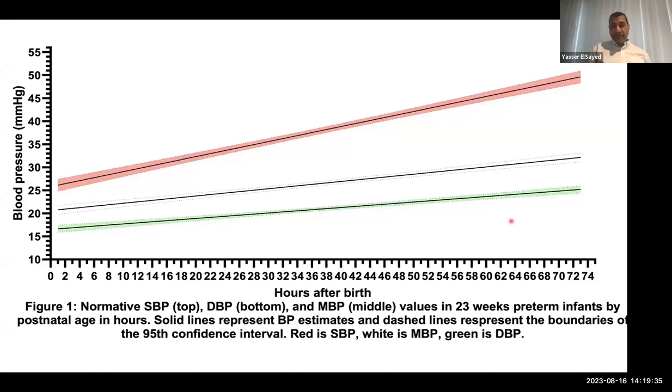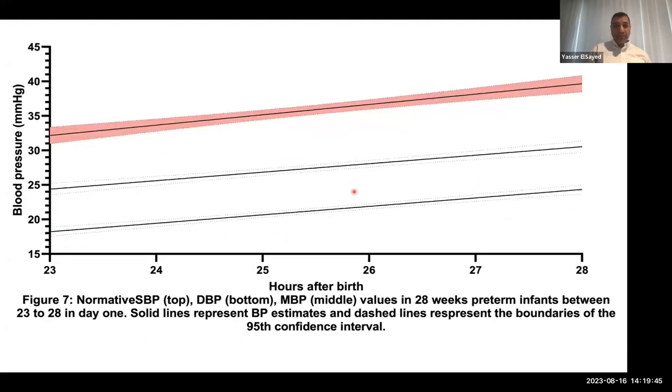It's not linear over the 3 days. So the blood pressure cannot be considered as linear or one number, from birth up to the postnatal transition period. Also for premature babies, it is not the same for 23 weeks or 24, 25, 26. It is actually increasing with increasing gestational age. So it's not that simple.